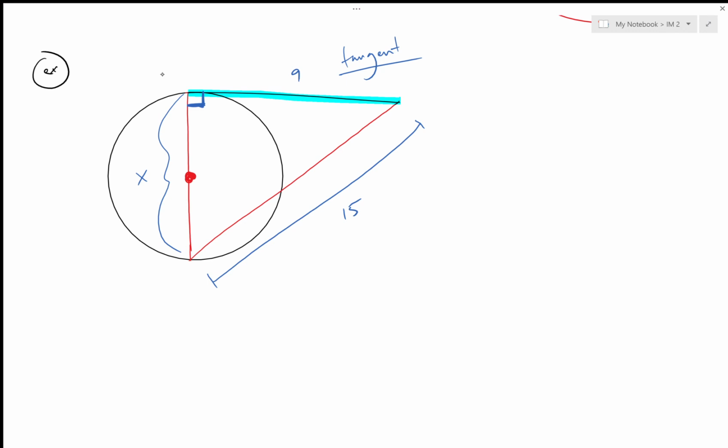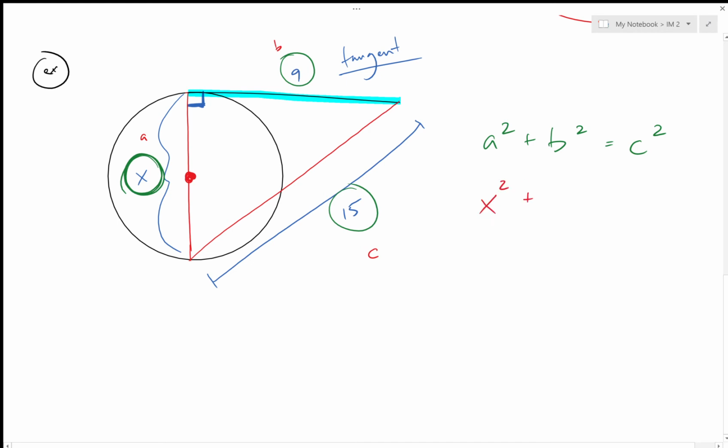So if we just look at this red marking here, that's a triangle. I know two sides. I'm trying to find the third. That's Pythagorean's theorem again. A squared plus b squared equals c squared. Most important side is c. C in this case is the 15. A and b don't really matter. I'll go a is x and b is 9. So x squared plus 9 squared equals c, which is 15 squared. So x squared plus 81 equals 15 squared, which should be 225.